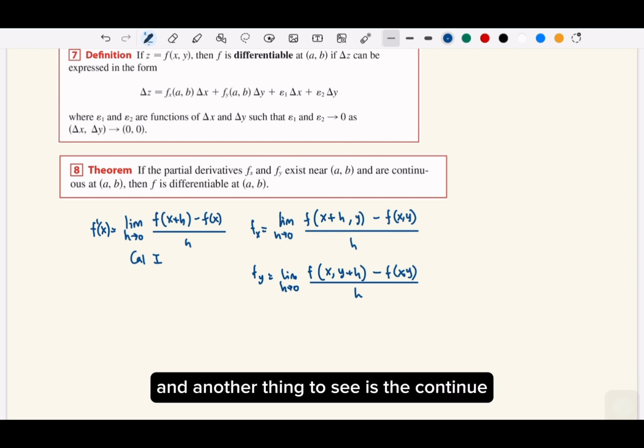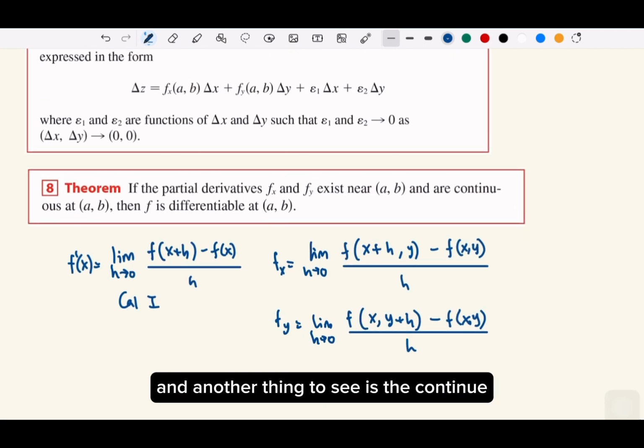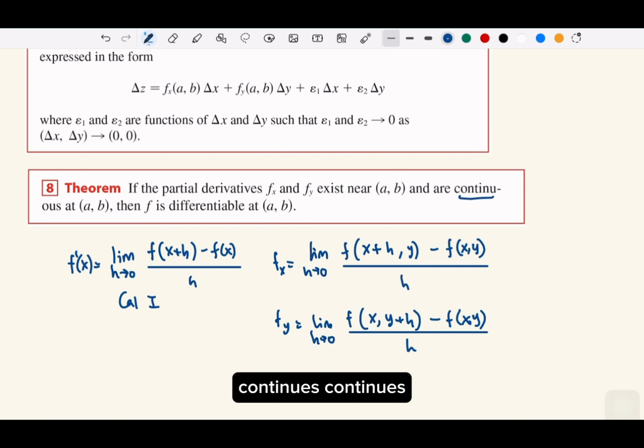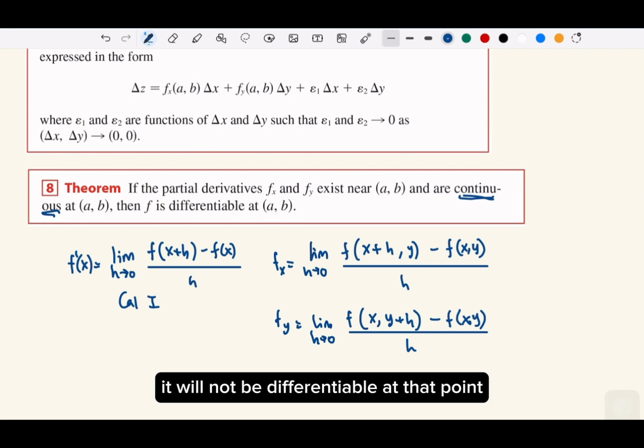Another thing to check is continuity. So when you derive the partial, if it is not continuous, then it will not be differentiable at that point.